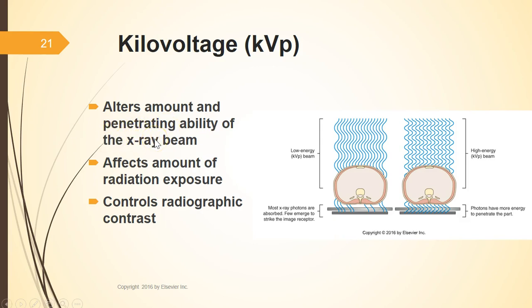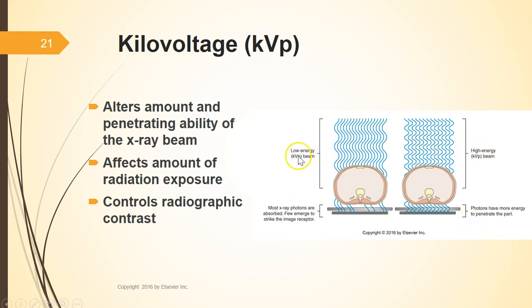The area of interest must be adequately penetrated before the mass can be adjusted to produce a quality image. When adequate penetration is achieved, further increasing the kV results in more radiation reaching the IR. Unlike mass, the kVp affects the amount of radiation exposure to the IR and the amount of radiation to your patient and radiographic contrast. So here are your different energies.